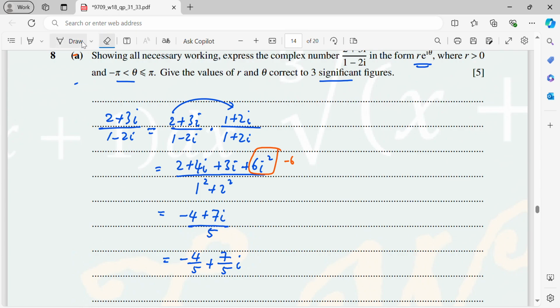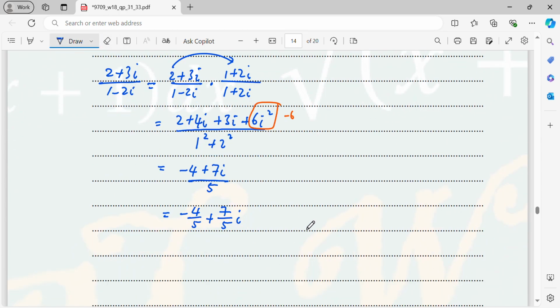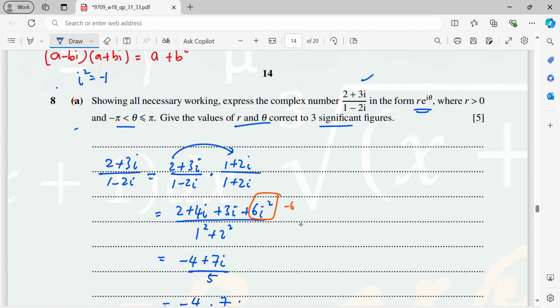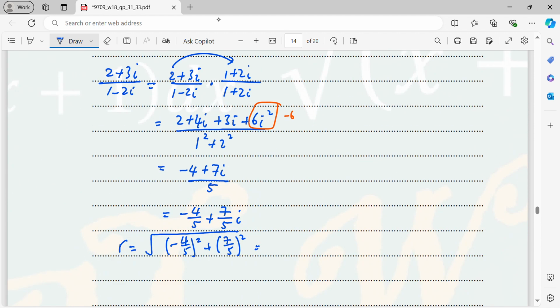Now, I will get my r and theta from this expression. So from here, my r, that is the modulus, is the square root of minus 4 over 5 squared plus 7 over 5 squared. The question wants r and theta correct to 3 significant figures. So you can just calculate directly the value correct to 3 significant figures. That is going to be 1.61.